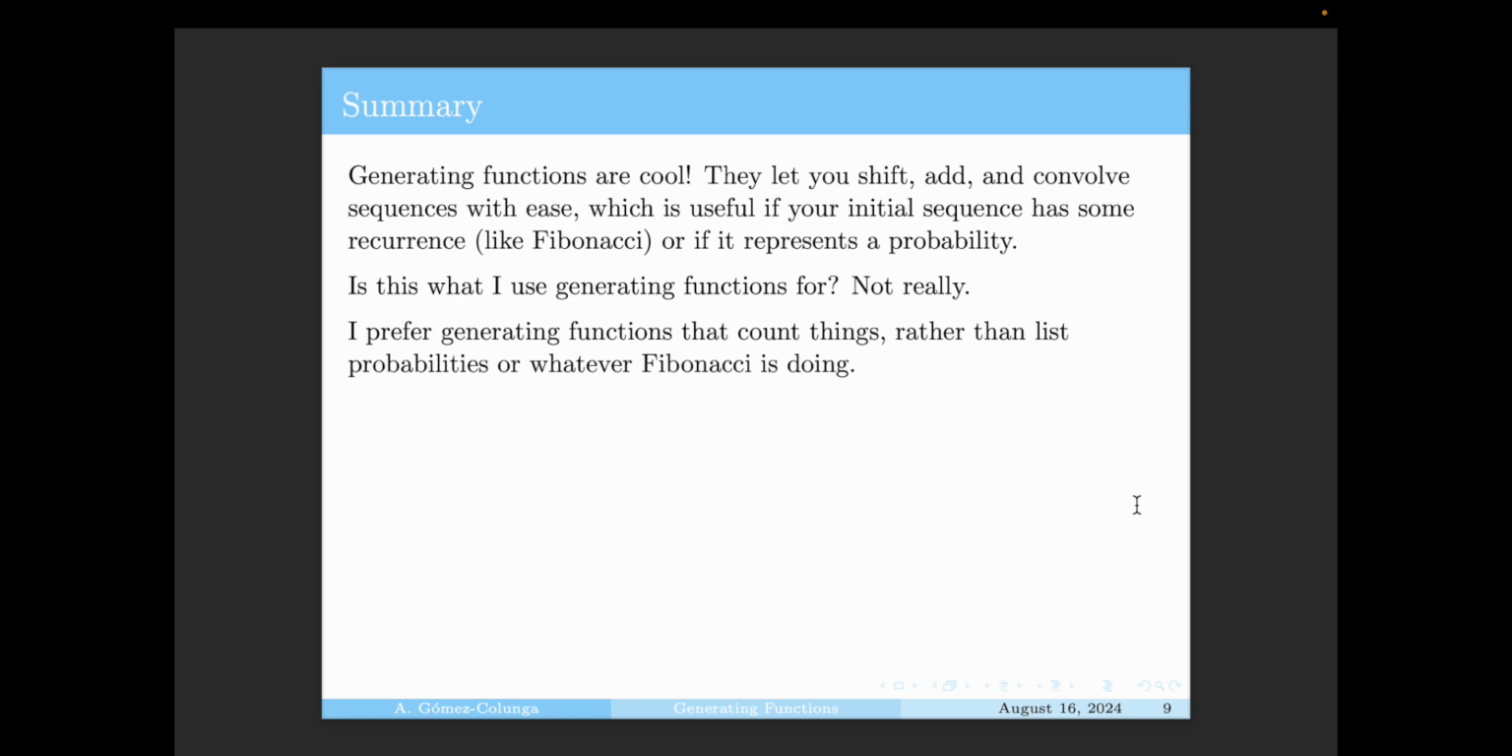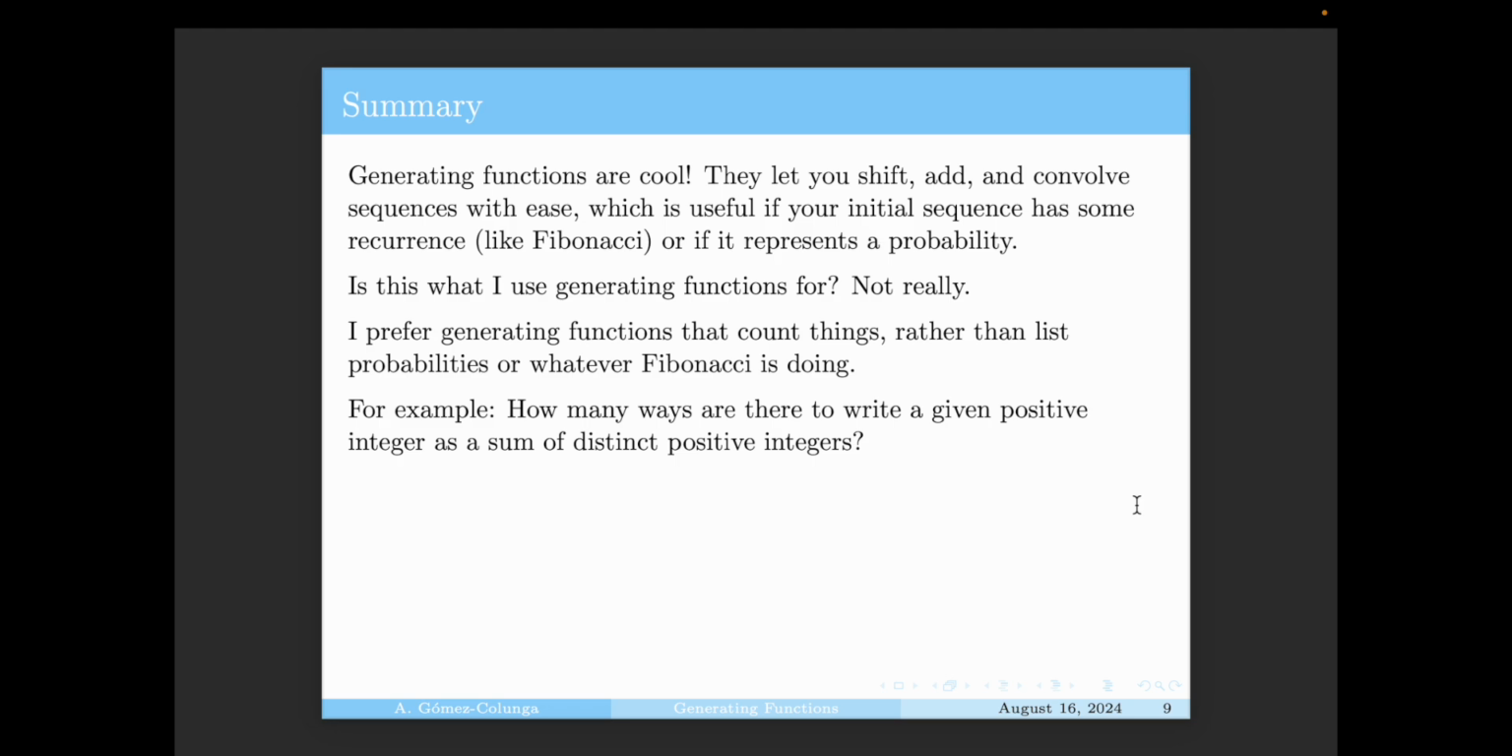All this time, I don't like that. I don't like fractions. For an example of something that I would be doing, let's ask the question: how many ways are there to write a given positive integer as a sum of distinct positive integers?